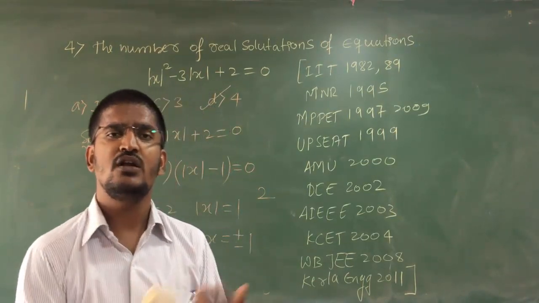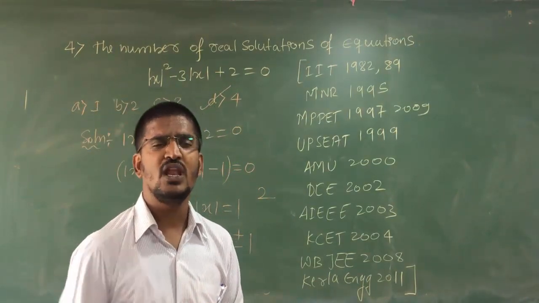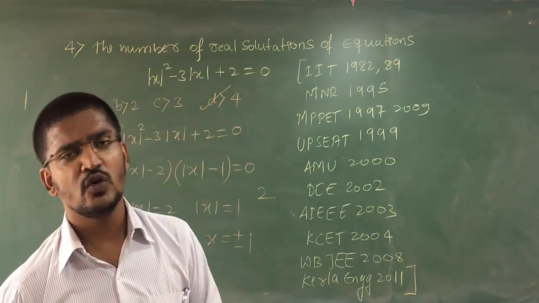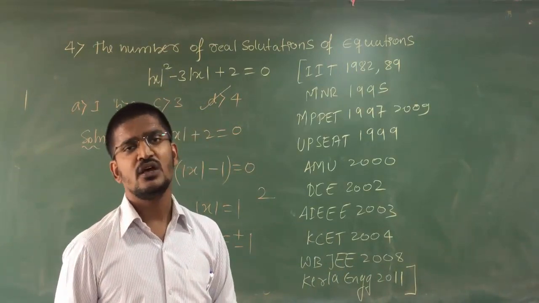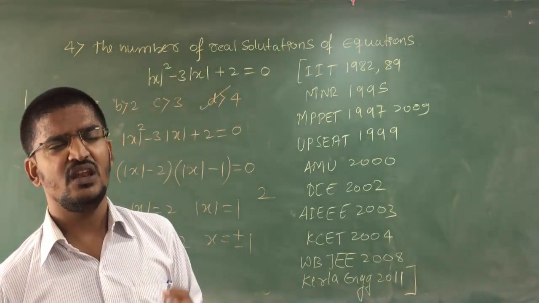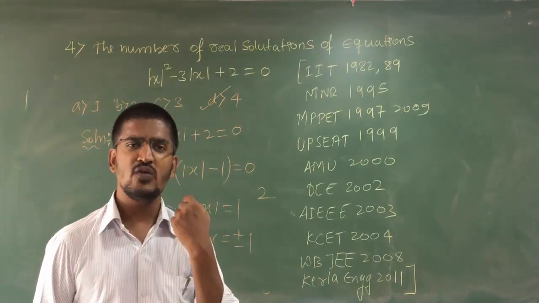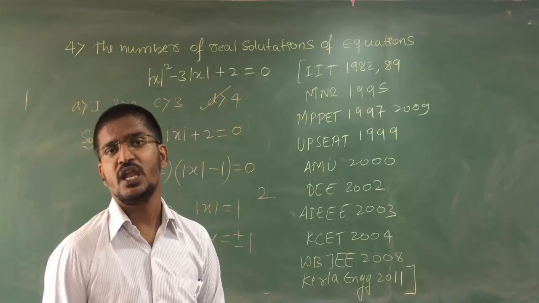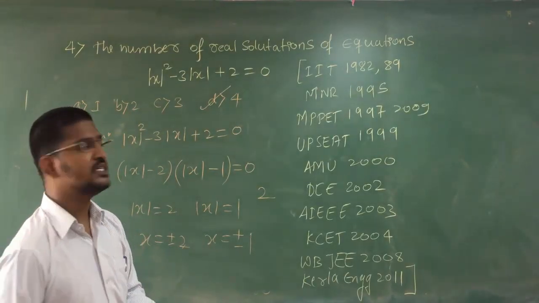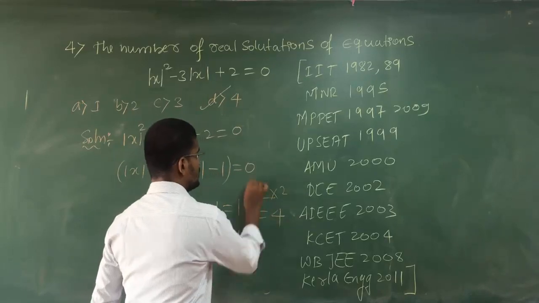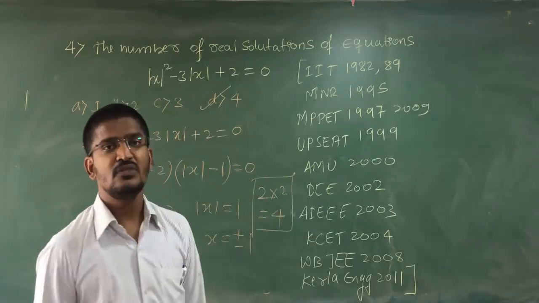That means 1, 1, 2, 2 like that. If x equal to 1, 1 comma 1, that means 1 can be repeated 2 times. 2 can be repeated 2 times. Therefore, for a quadratic equation, how many solutions can you have at maximum? 2 solutions. Which is the function? Mod function. That is also having 2 choices. So 2 into 2 will be 4. That will be your answer.